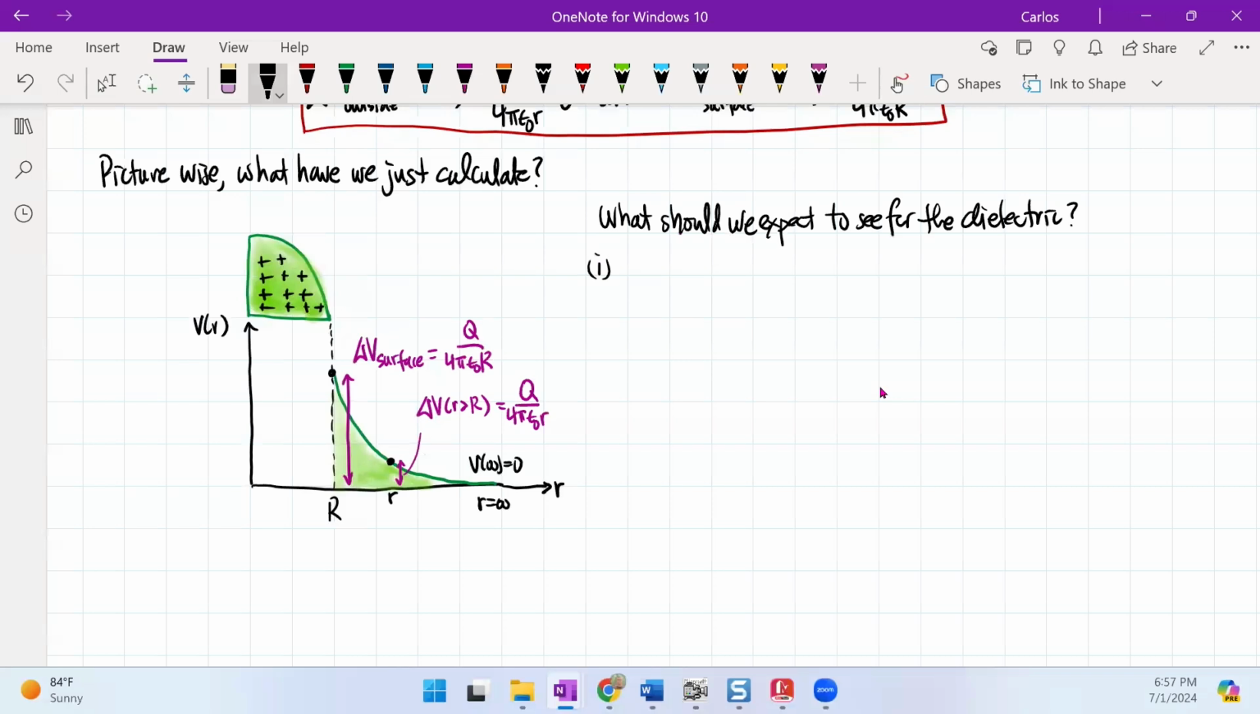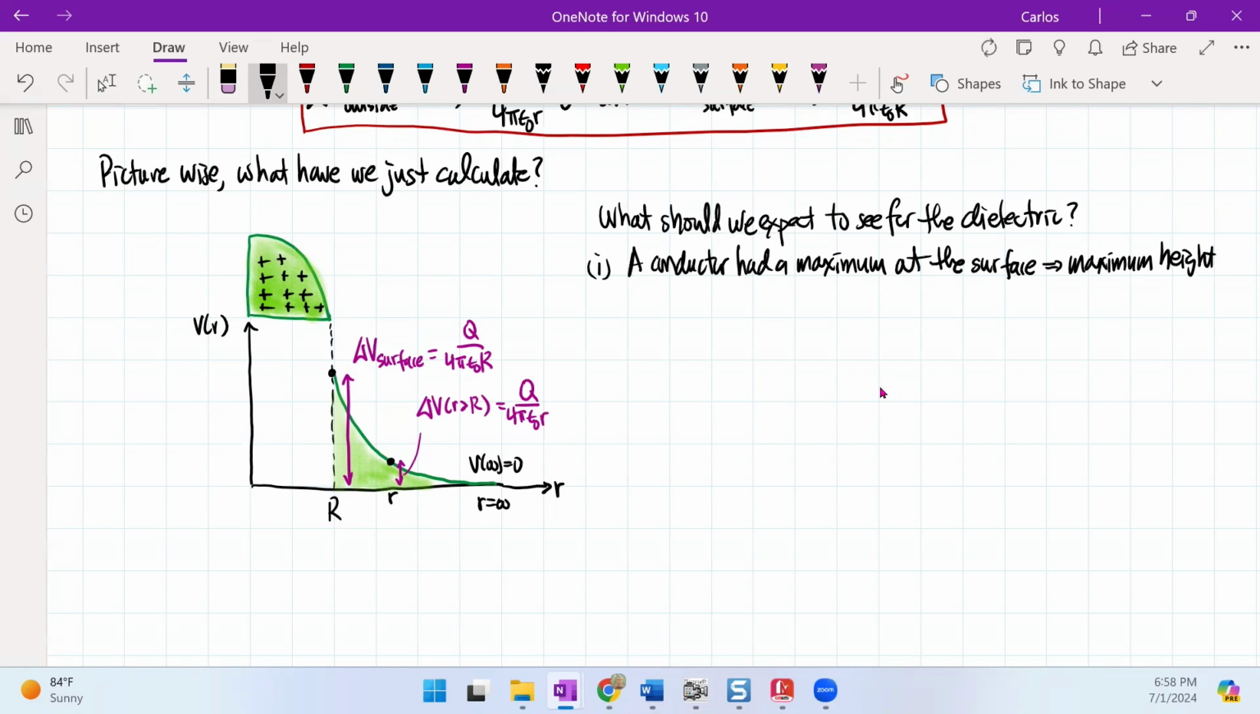I think the first thing that we should do is talk about the conductor. A conductor had a maximum at the surface. So we have to be careful. What do I mean? Maximum height. And that maximum height is, of course, the voltage at the surface.